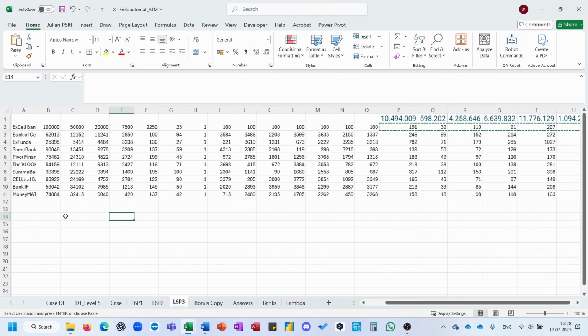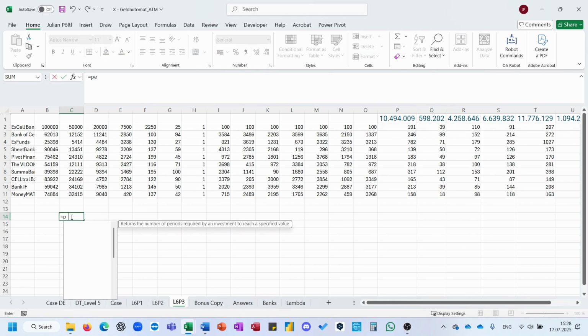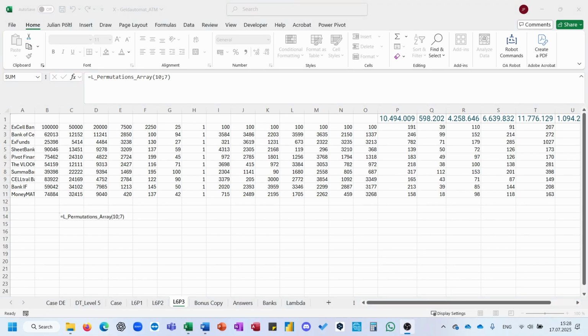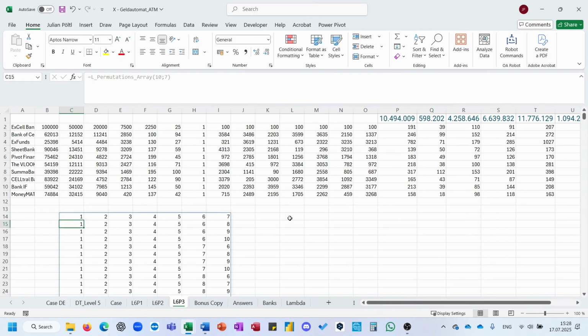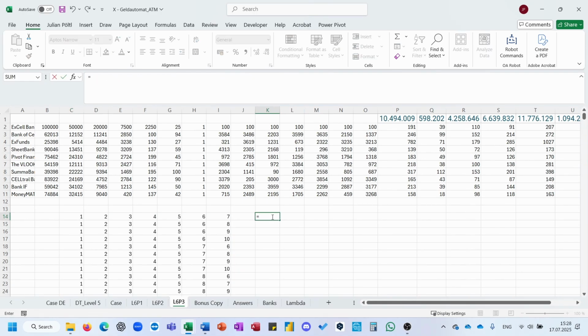Now, permutations array up to number 10, 7 numbers. Will take a second. Okay, 30 minutes in. Okay, here we go. Index of those arrays, row fixed, or number given here.